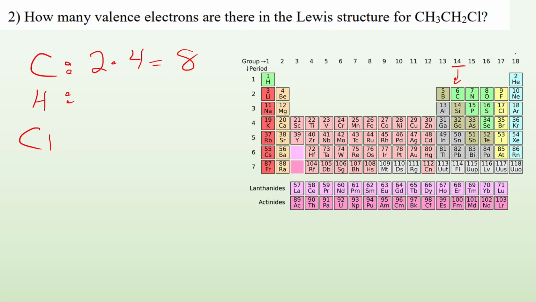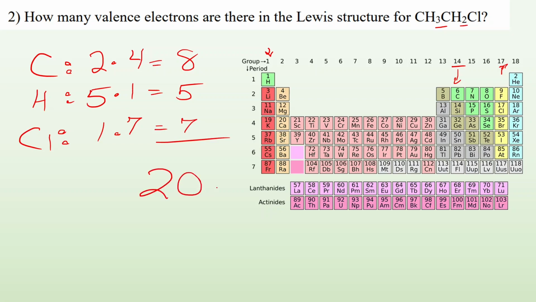Hydrogen, there are, let's see, there's 3 here, there's 2 there, so we got a total of 5 hydrogens, each with 1 valence electron, because it's in group 1. So I have 5 valence electrons from all the hydrogens. Chlorine, I only have 1 of them, and it's in group 17. So it has 7 valence electrons, which tells me when I add these together, I end up with a total of 20 valence electrons in this molecule.